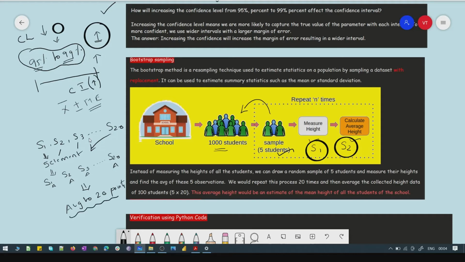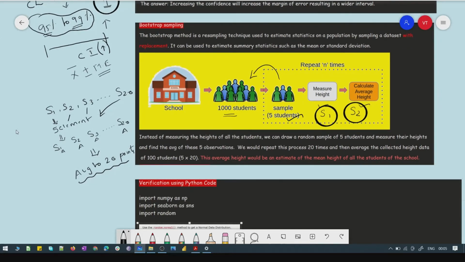This is what you have to do. And if you look at the final result that you get here, the final sample statistic that you get, this will be more close to your population. So this will be very close to the population.